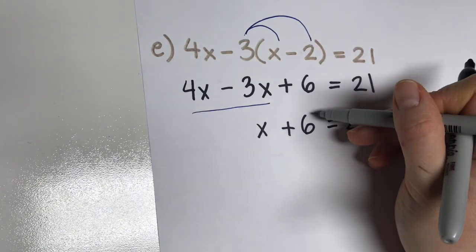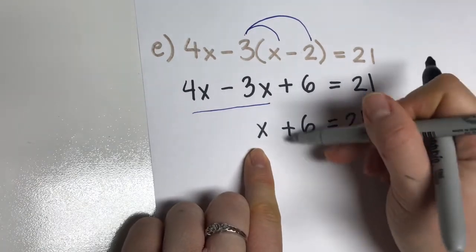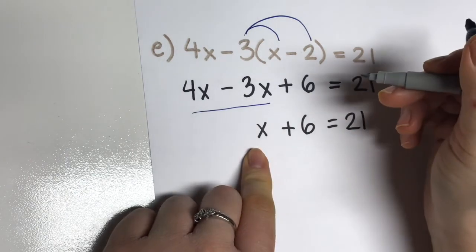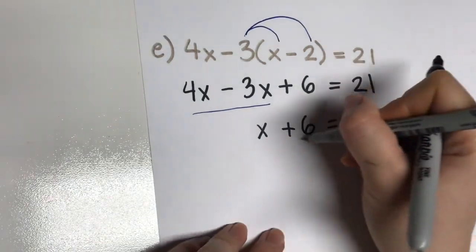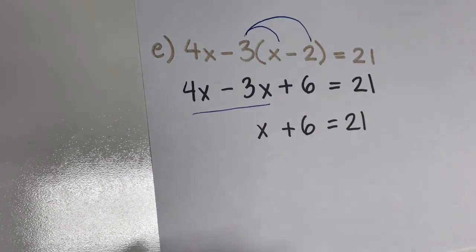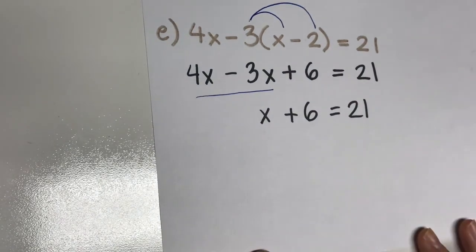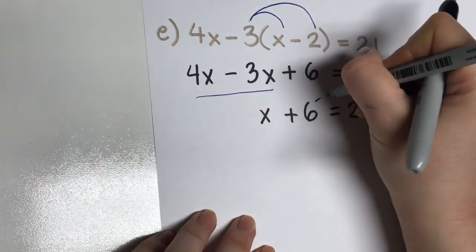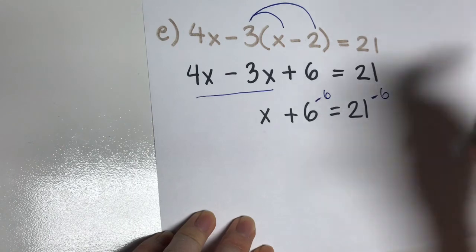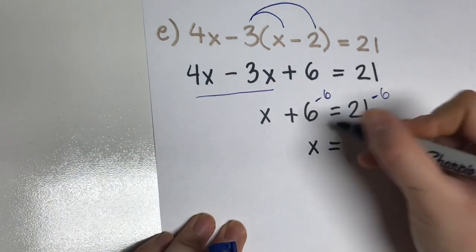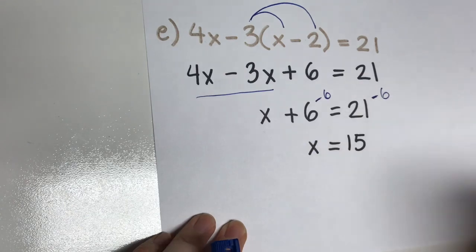I want the x isolated, so I want to get rid of this plus 6. So I'm going to bring it over to the other side. If a number is positive on one side, when you bring it over, it becomes negative. That's one way of thinking about it. Or you can think of it like I'm going to subtract 6 from both sides. And I'm left with x is equal to 21 minus 6, which is 15. So that's my answer.